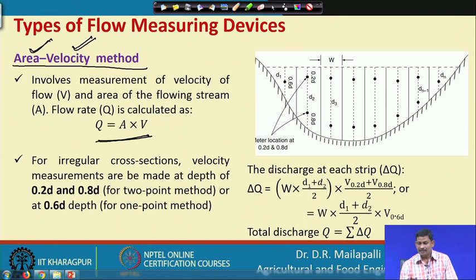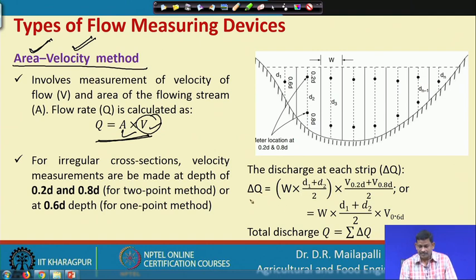For example, in open channels, what happens? If it is a regular cross section you can use this, but if it is an irregular cross section, you have to measure the velocity at different points along the cross section, right. The first thing is you need to trace the cross section, because it is irregular, and then measure velocity at different points along the cross section.